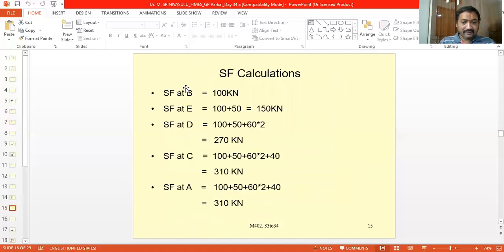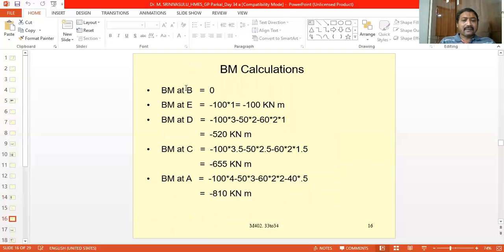So like this, we have to find out the algebraic sum of all the moments of all the forces to the right of the point A. So this is equal to minus 100 into 4, minus 50 into 3, minus 60 into 2 into 2, minus 40 into 0.5. So it is coming to be minus 810 kN meters.